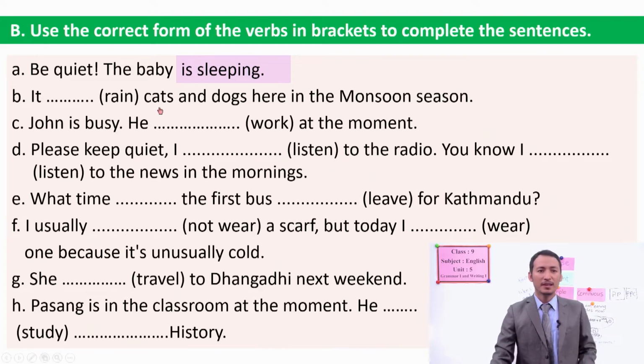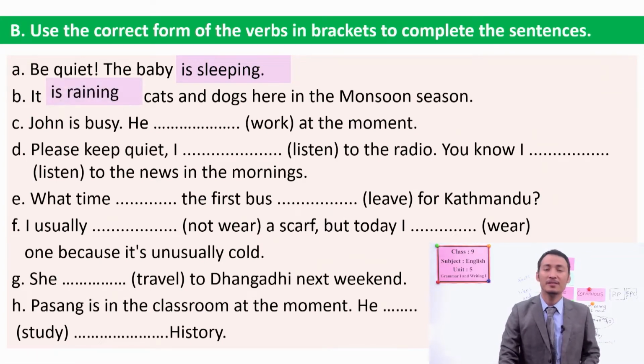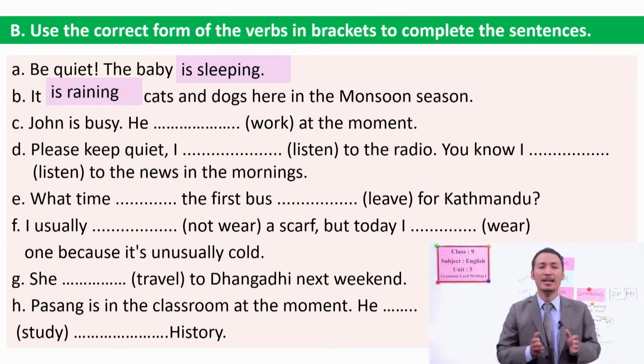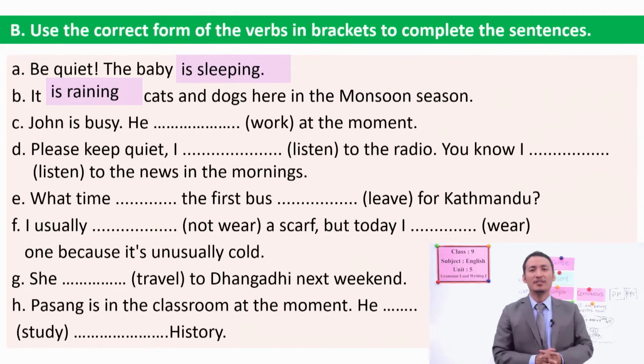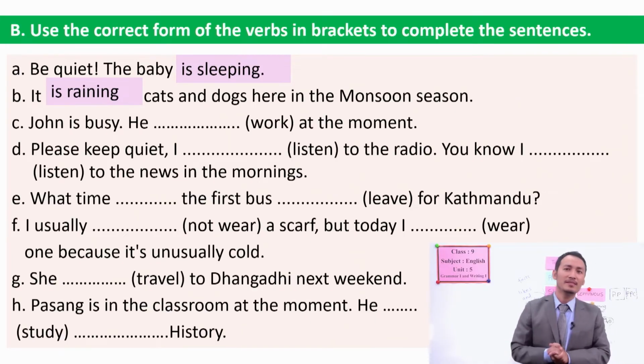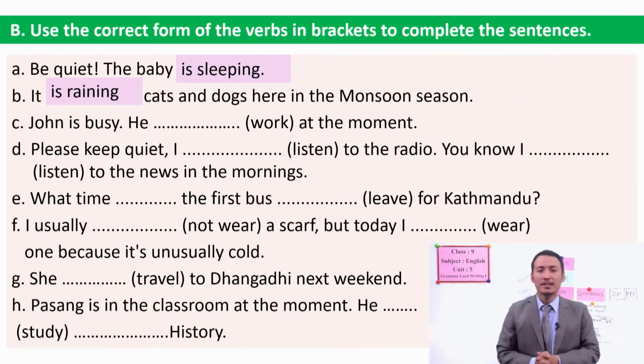Now, here we have another sentence, it rain, and you can fit present continuous tense here. It is raining cats and dogs. Do you know what does it mean, cats and dogs? It means a heavy rain. Okay, students? Raining cats and dogs means a heavy rain that is pouring, like pouring in the monsoon.